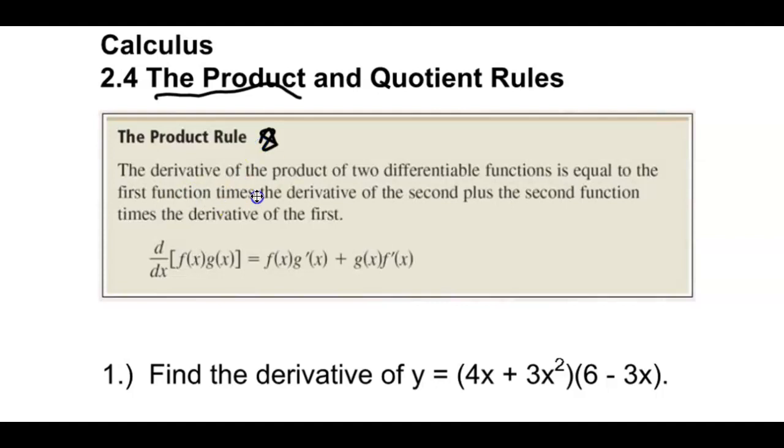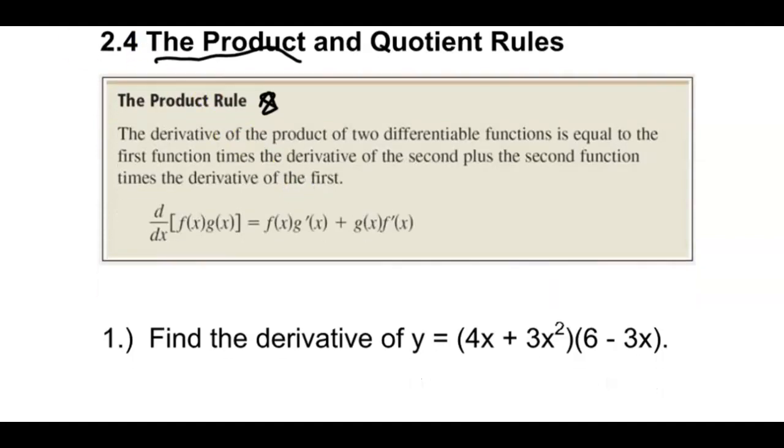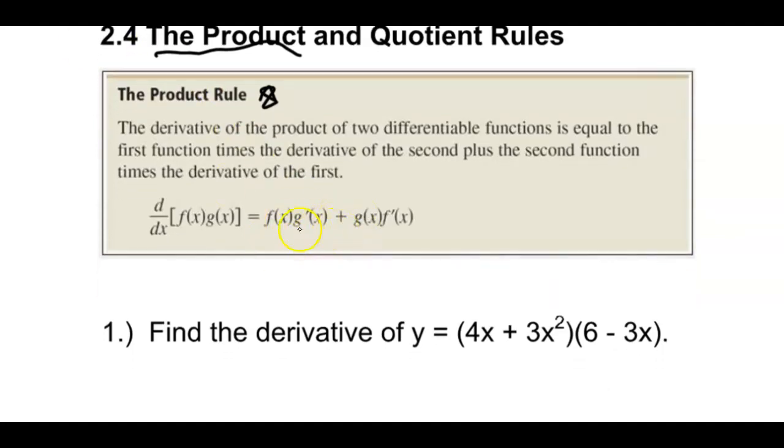All right, it says the derivative of the product of two differentiable functions is equal to the first function times the derivative of the second plus the second function times the derivative of the first. So literally, guys, here it is. The first function times the derivative of the second, plus the product of the second function times the derivative of the first.